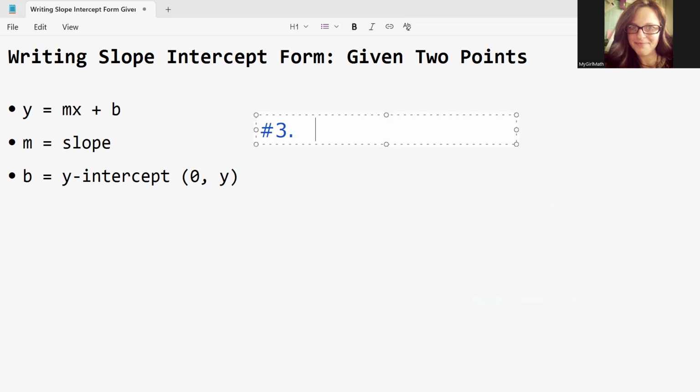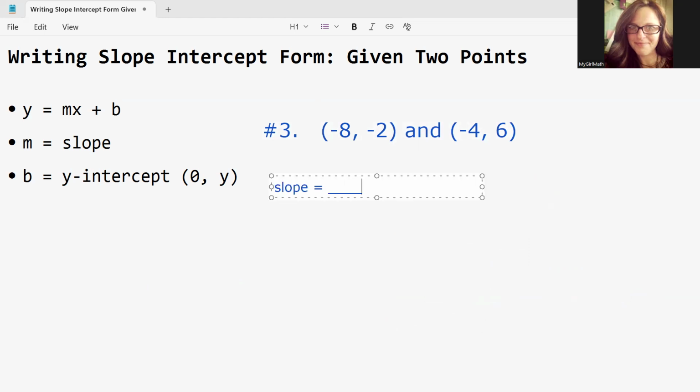Let's write the equation of the line that passes through these 2 points. First, we'll find the slope. We'll subtract the y values. They go on top. And then we'll subtract the x values. They go on the bottom.